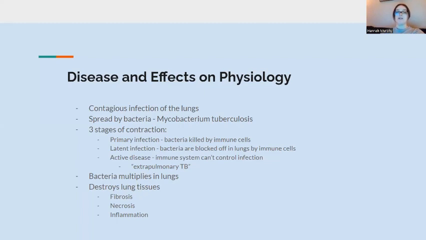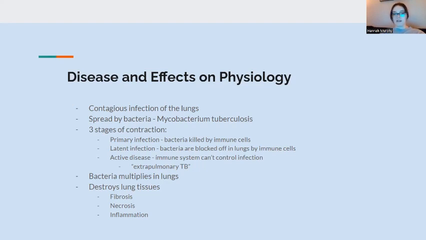The latent infection happens a little later on after the primary infection. This happens if cells were not totally killed off by the immune system response. So the immune cells will kind of build up a wall and block off the bacteria in the lungs.